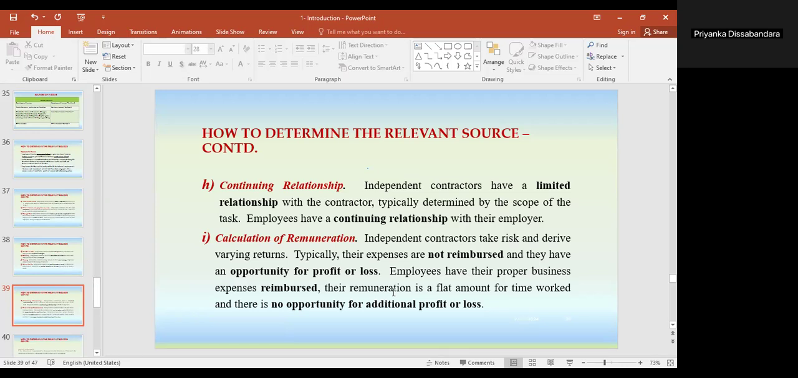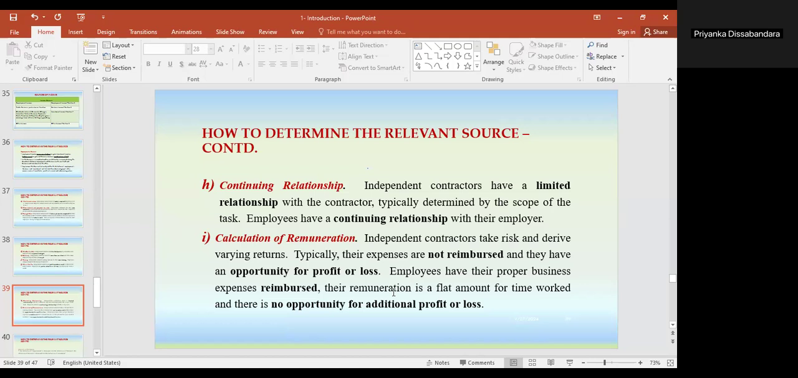Independent contractors take risk and derive varying returns. Typically, these expenses are not reimbursed and they have an opportunity for profit or loss.